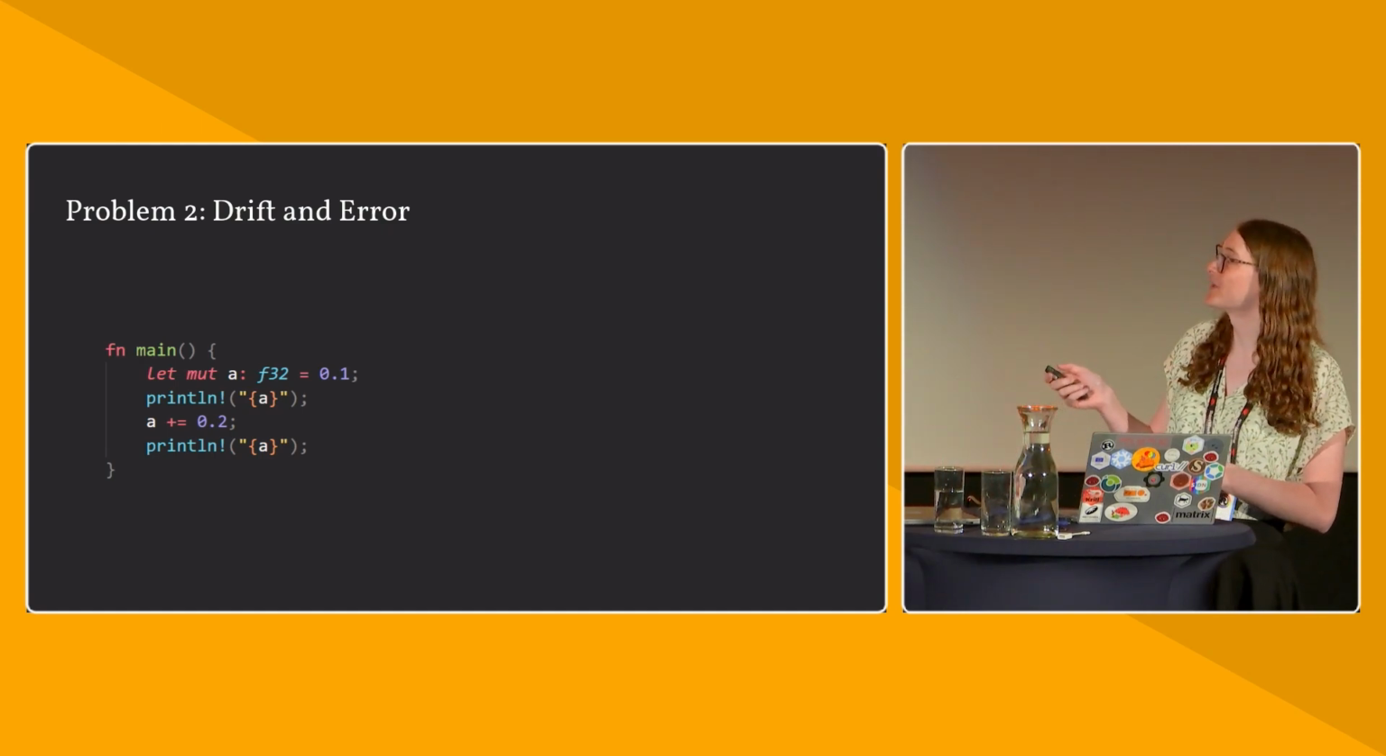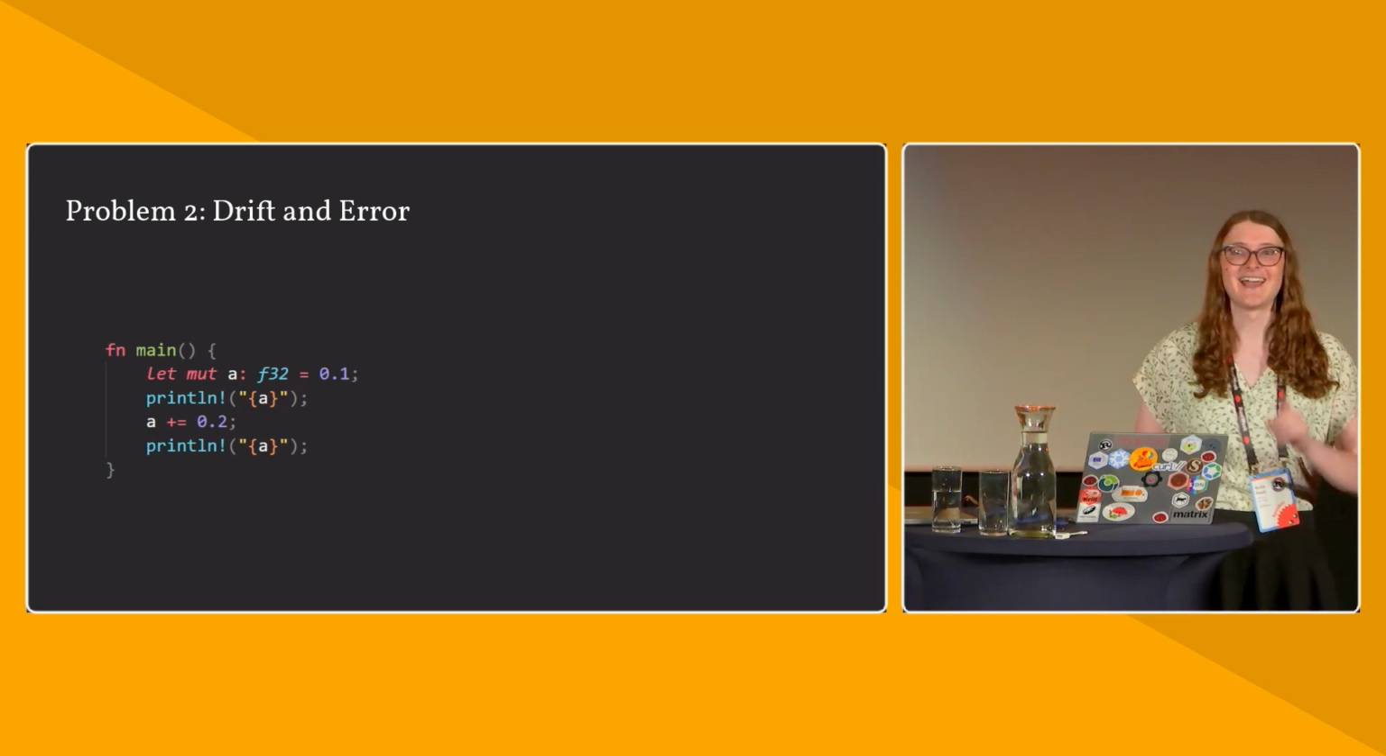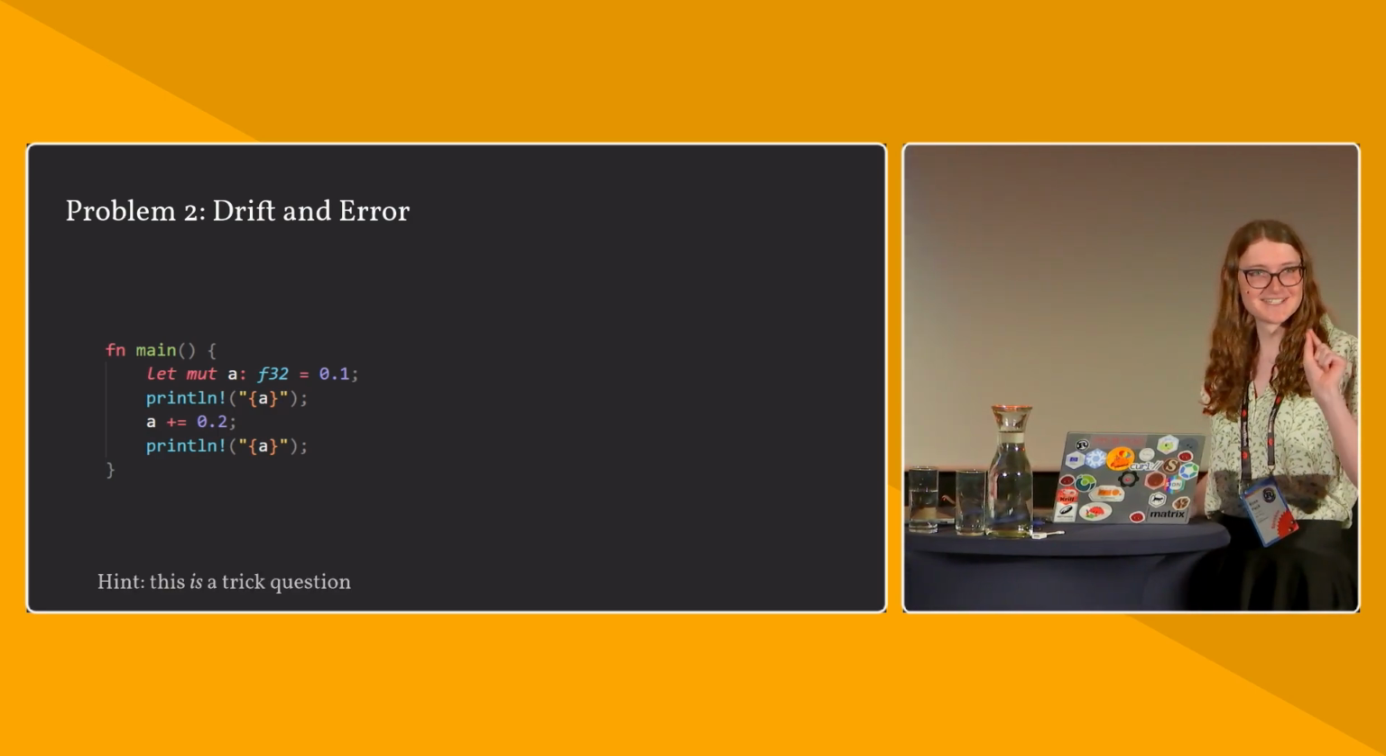Here's another example. Here we're taking 0.1 and we're adding 0.2. Does anybody want to try to tell me what this code outputs? And I'll give you a hint. This is a trick question.